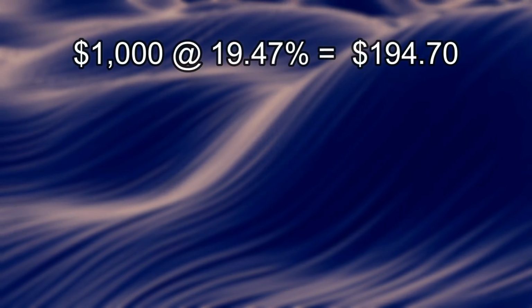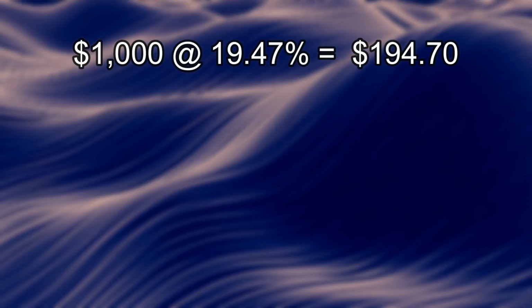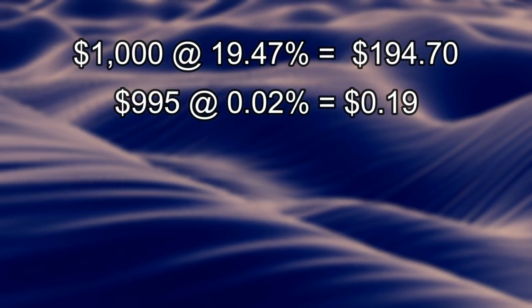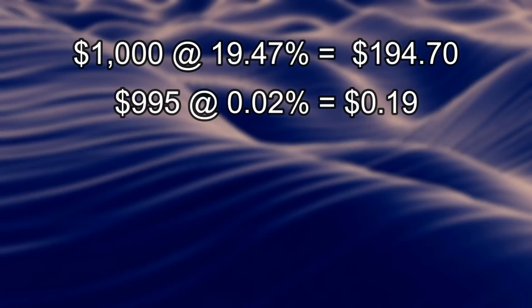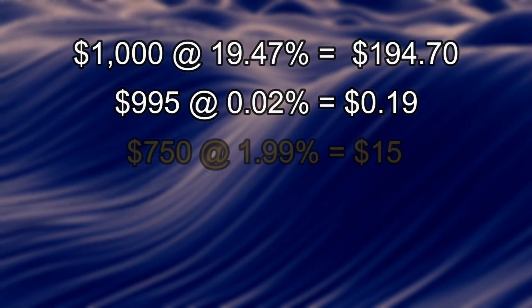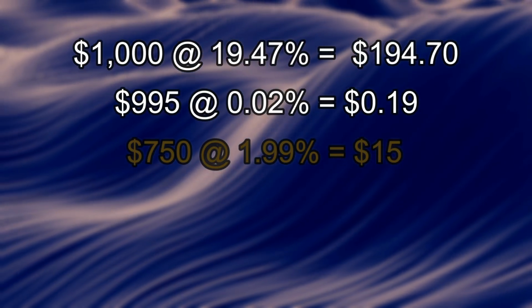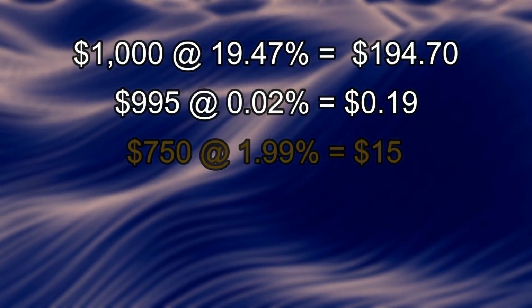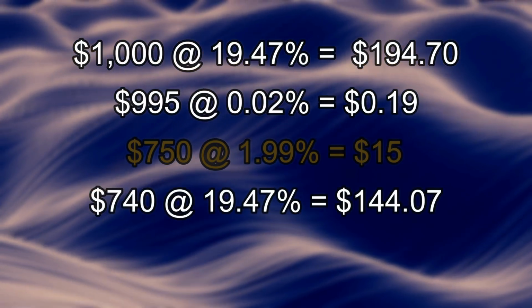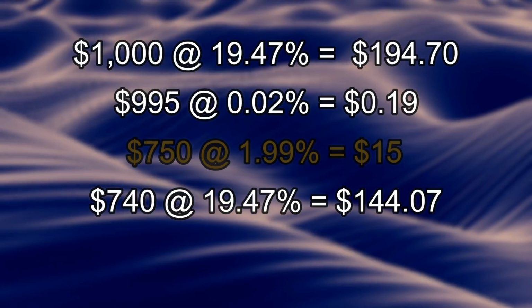Okay, so quick calculations here. Let's see how we did with our $1,000 investment. Your deposit interest on Anchor for $1,000 is 19.47%. So we're talking about $194.70. And then you have Edge interest, $995 at 0.02%. It's about 19 cents, nothing to write home about, but it still counts. Just be sure not to spend it all in one place. Then you're borrowing bLuna at 75% LTV on Edge, $750 at 1.99%. That's about $15. Then you deposit your $740 at Anchor. That's at 19.47%, so $144.07.